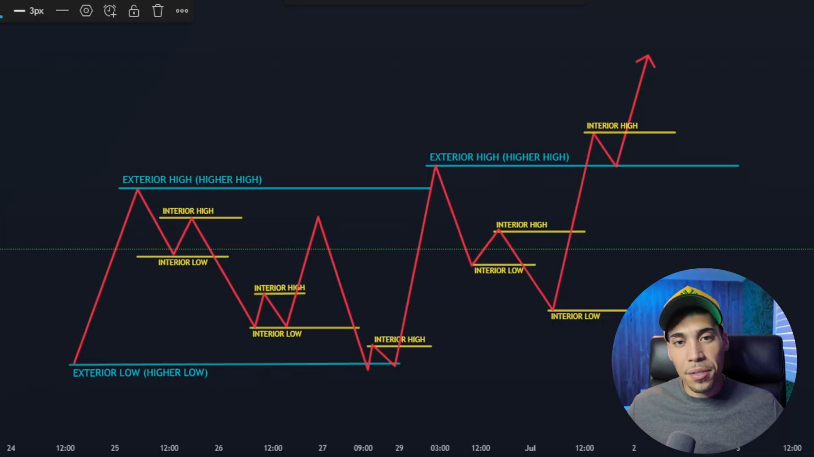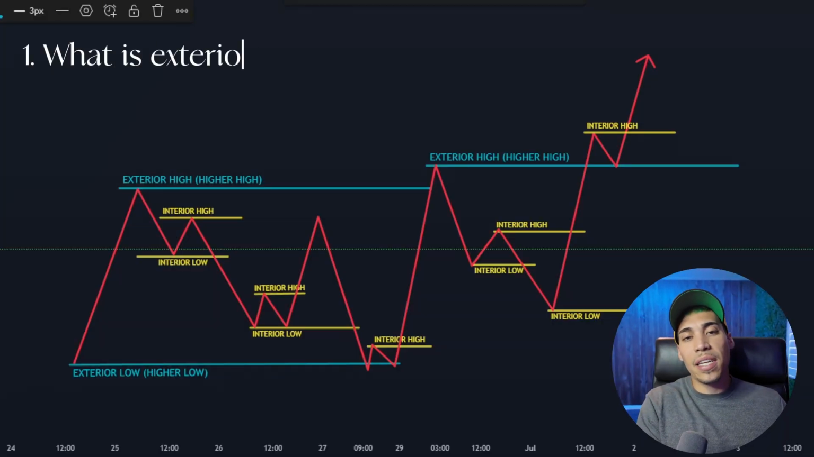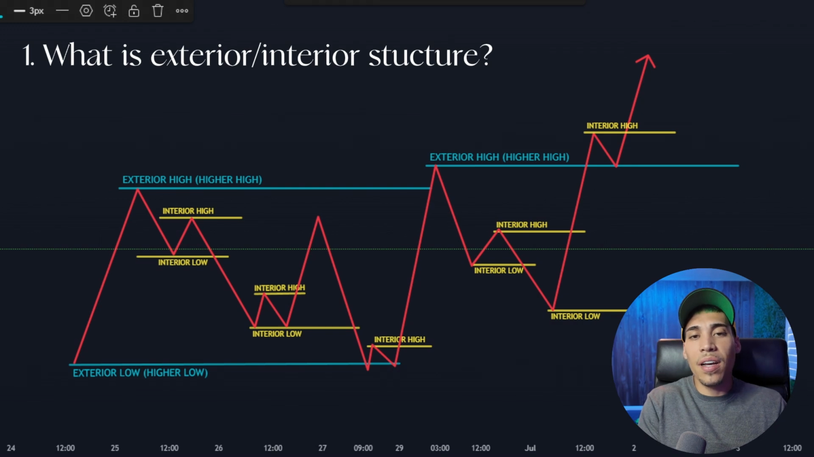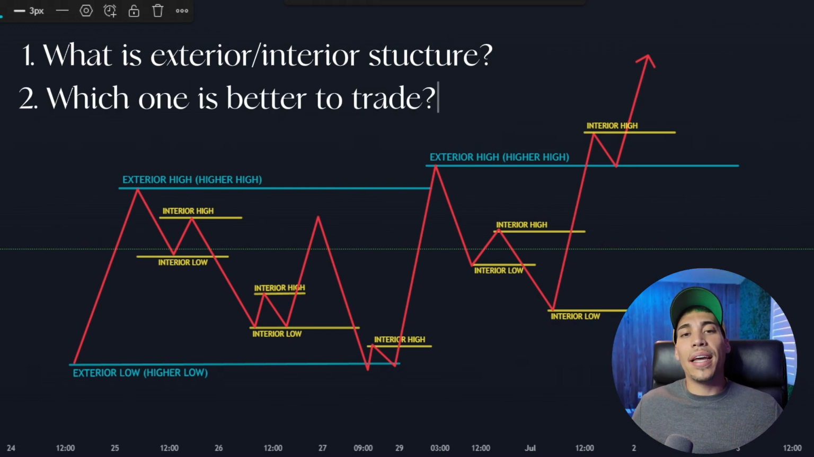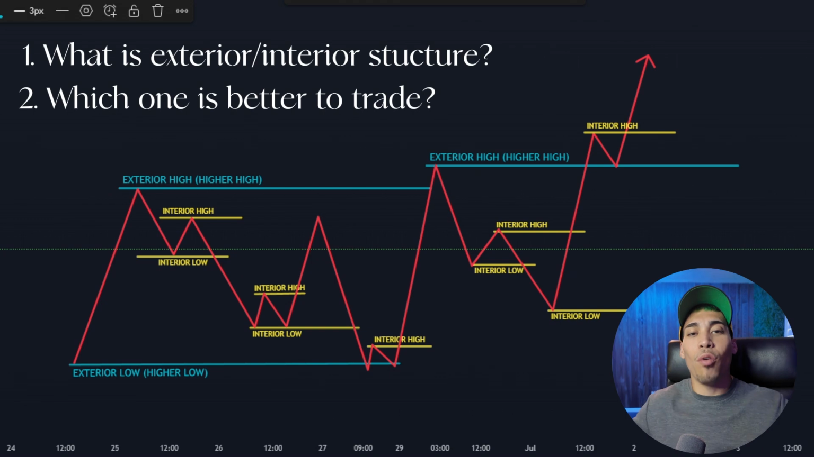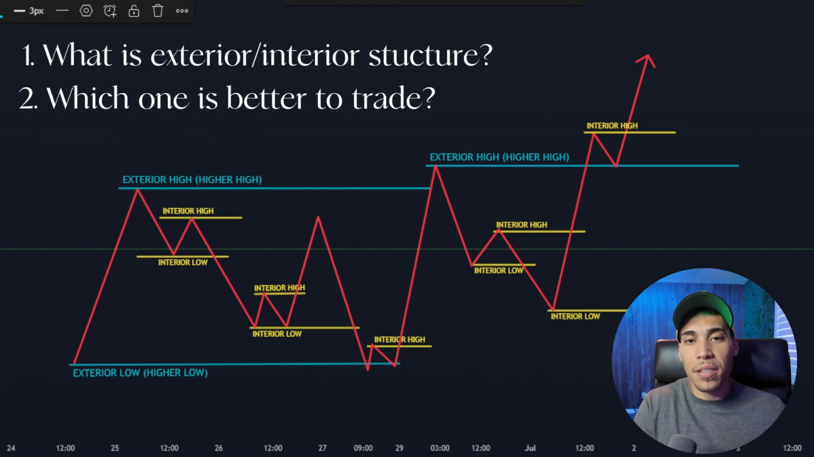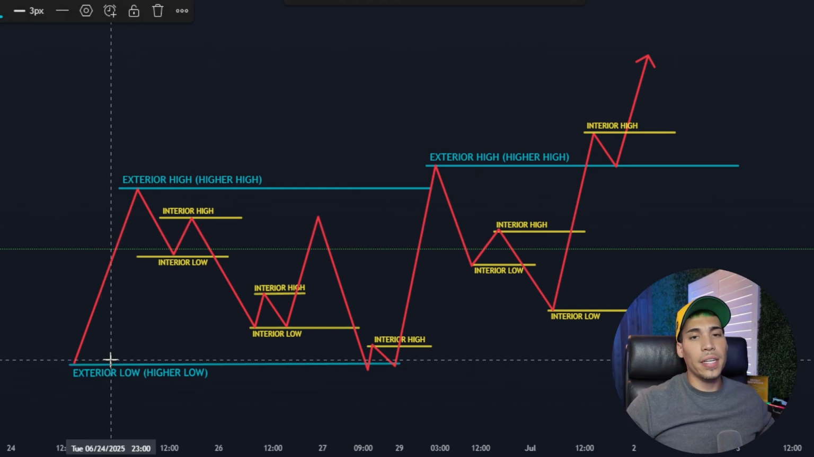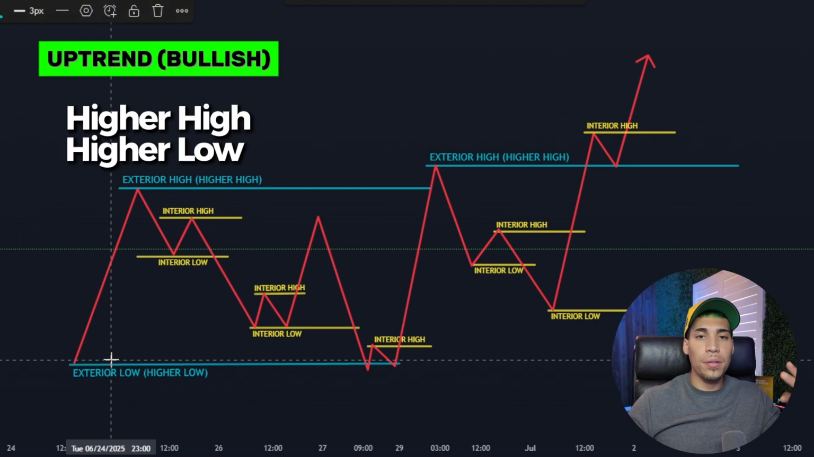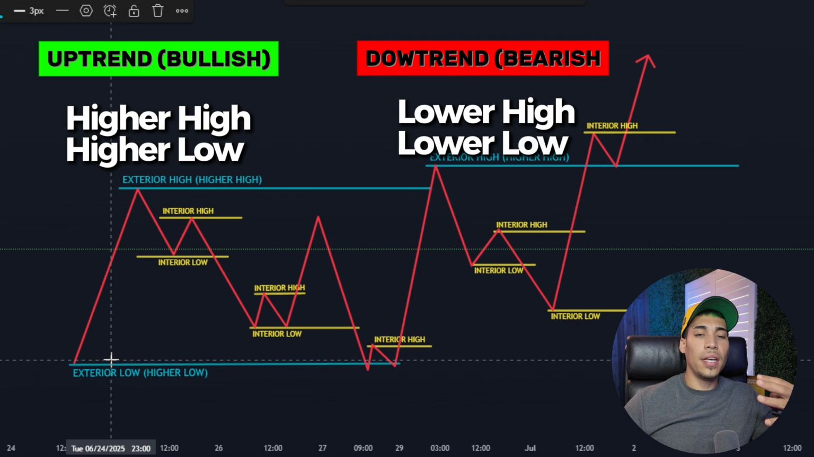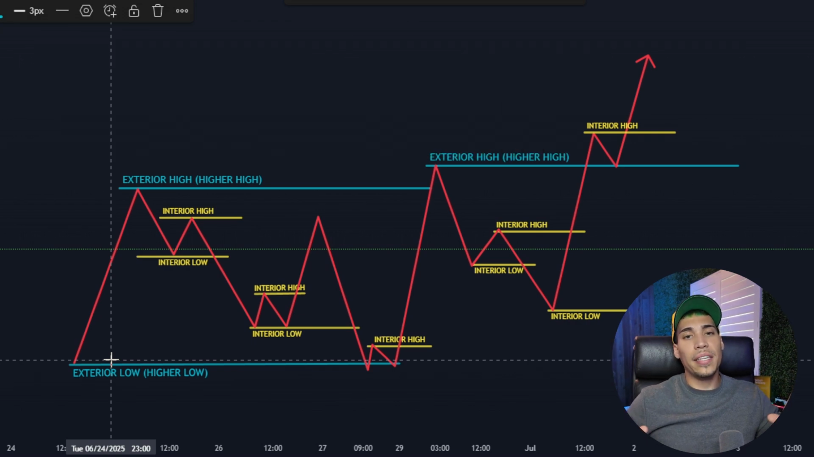So we first need to break down exactly what is an exterior and interior high and low and what are the difference between the two and obviously how you can make money by avoiding exterior highs and lows breaks. What an exterior high and low is just simply concrete structure points. So higher highs, higher lows, and lower highs and lower lows. And then interior structure is everything in between those major structure points.